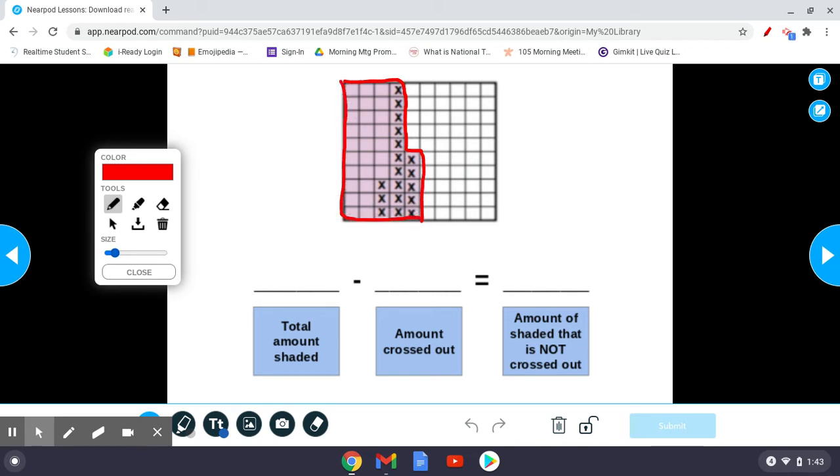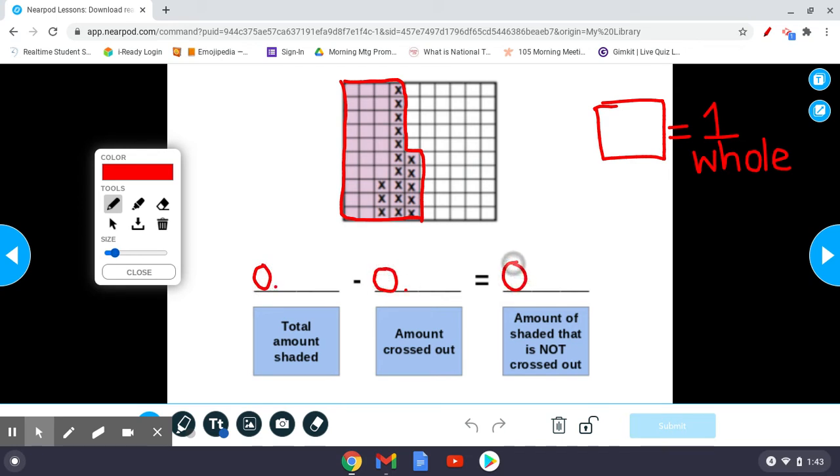So because we know that an entire grid, and I'll just remind you, an entire grid equals one whole. And here you can see everything is going to be less than a whole because I'm working with an entire grid that's not even shaded. So everything, again, we're working with decimal numbers, and everything is less than one whole.